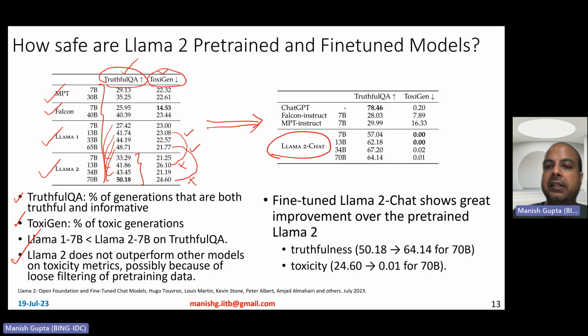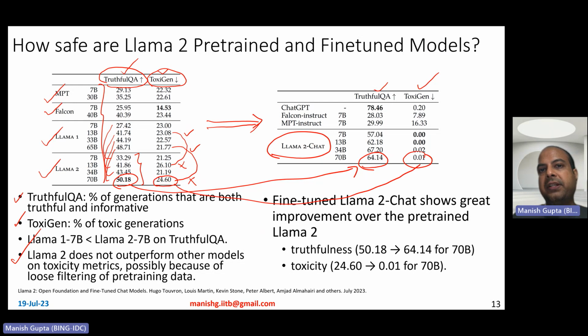If you compare truthfulness and toxicity for Llama 2 chat models, you observe significant wins, right? So essentially, for example, on truthfulness, 50.18 becomes 64.14. So hugely more truthful, right? Similarly, there is magically smaller toxicity, right? So 24.6 suddenly drops to 0.01. So huge gains both on truthfulness and toxicity for the chat model.